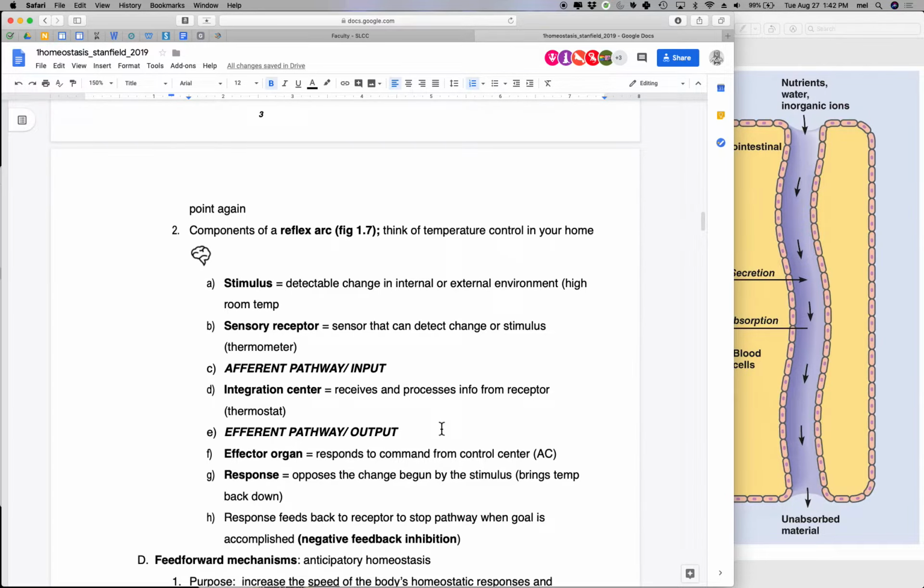The thing that you are measuring and correcting is considered the stimulus, or sometimes the variable, and we're going to do room temperature or home temperature, okay? So that's what we are going to do, and we're going to use our home as the metaphor. So it's a detectable change in an external environment. You have to be able to measure it, or else you couldn't correct it, right? Detectable change in the external environment, like a high room temperature.